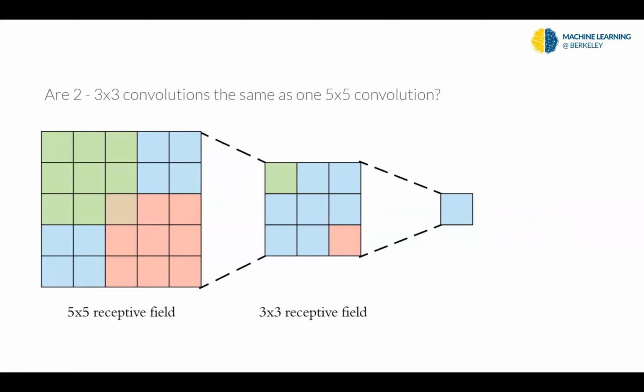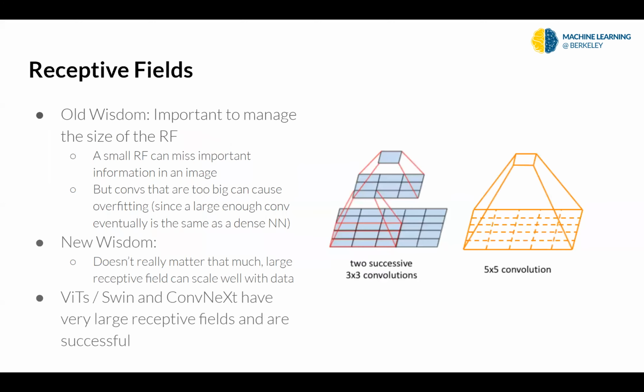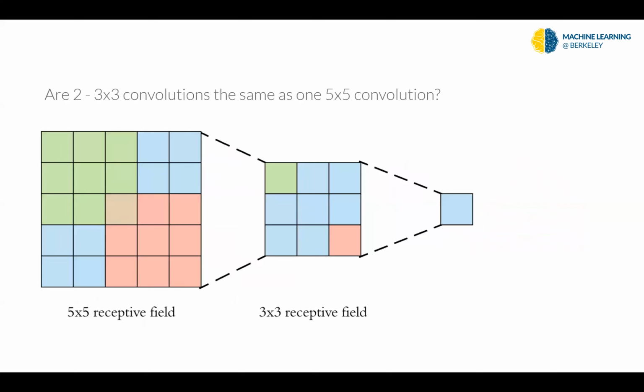Yeah. The two 3x3 convolutions might each individually pick out small parts, but not in the efficient way. That could be like two wheelbarrows as good as one bulldozer, you know? Yeah, I think that goes back to the old wisdom of small receptive fields missing things.